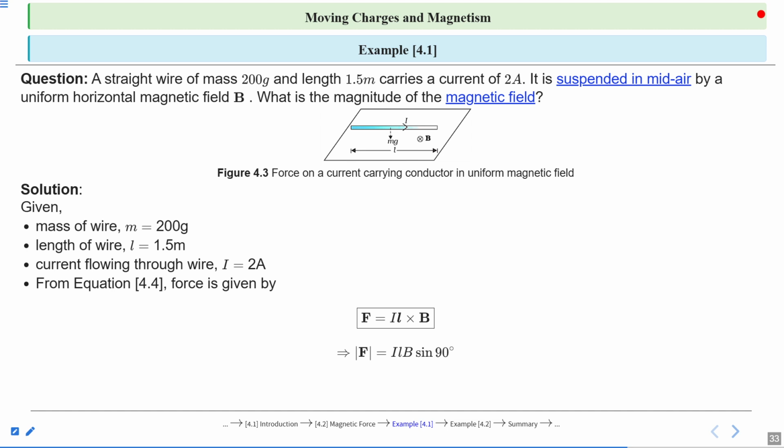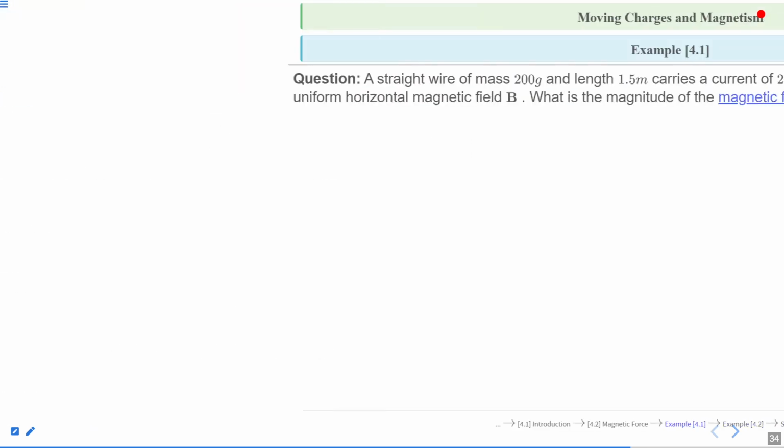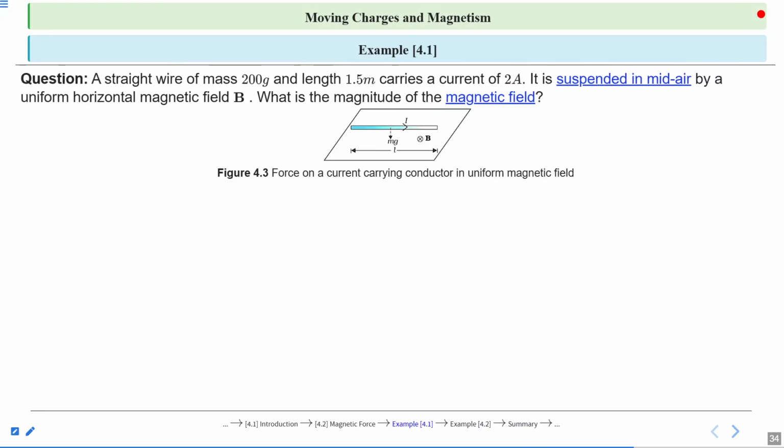So theta here is 90 degree because current is flowing from left to right and magnetic field is inside the plane, perpendicular to the plane. So F is equal to ILB sine 90 degree. L and B are perpendicular to each other. That's why theta is 90 degree.